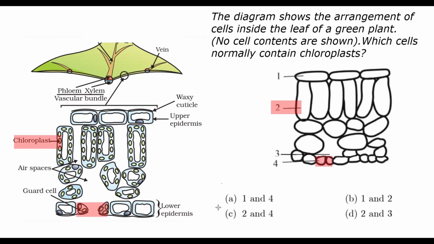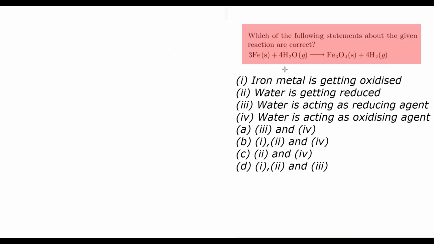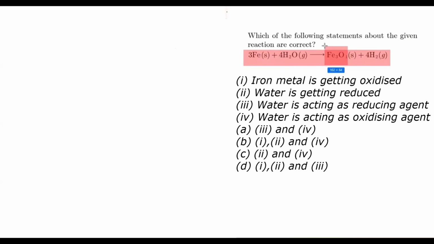So 2 and 4, that is option C, is correct. In this question, we are given a reaction over here, a chemical equation for a reaction. This is when iron reacts with water to produce steam and hydrogen gas is produced.